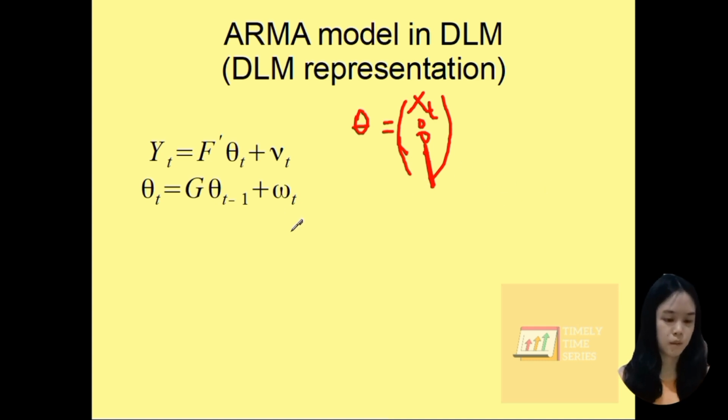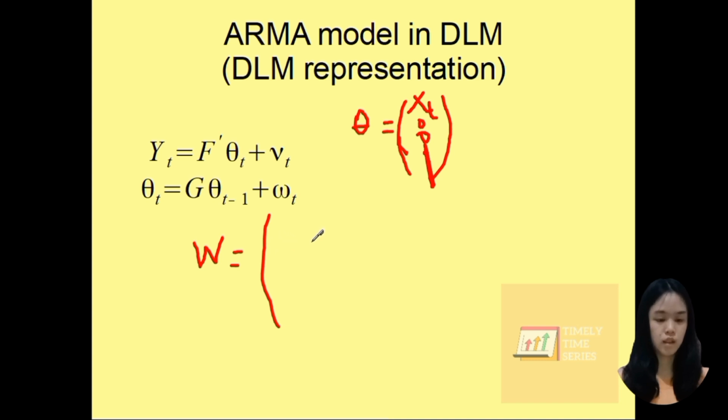All right, and then omega t is also assumed to be normally distributed with mean 0 and variance W. And now the definition of W is slightly different from the previous model. The W is a symmetric matrix now. The first one is 1, and then we have the MA coefficients, so psi 1 until psi q. And that's the same for the row.